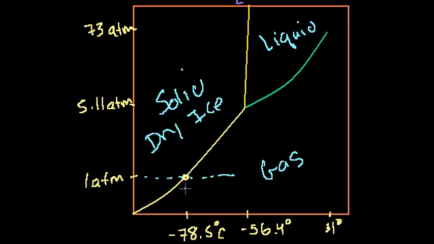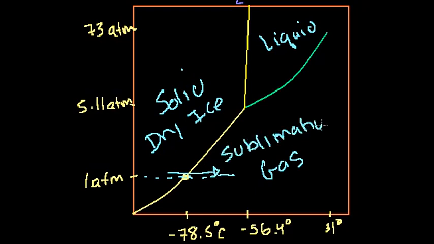And then as soon as you get above, if you're at kind of a sea level atmospheric pressure, as soon as you get above this minus 78.5 degrees Celsius, it sublimates to gas. So that process where you go straight from a solid to a gas is sublimation.